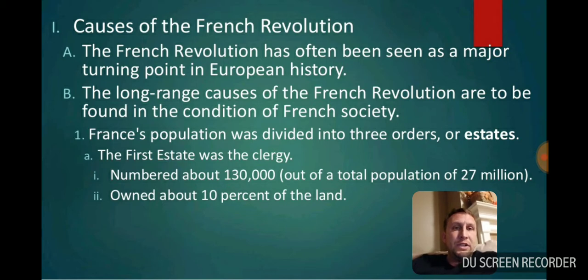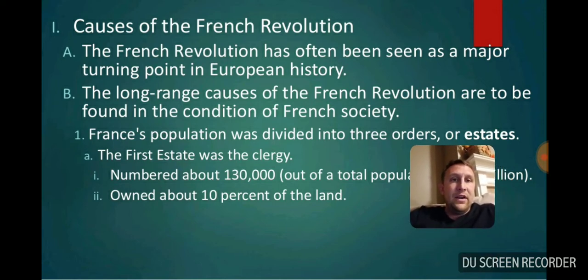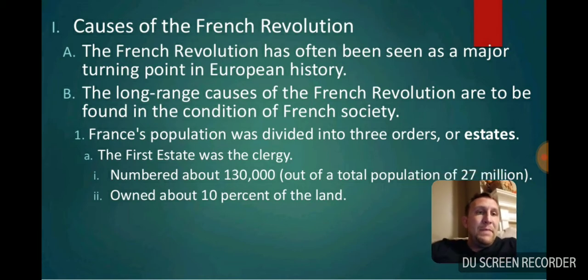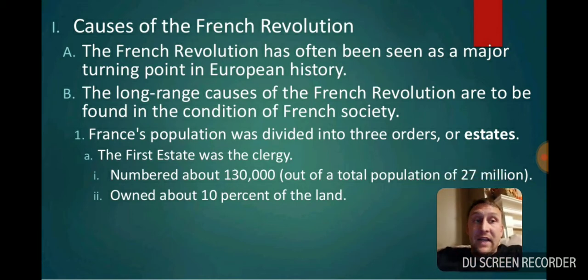You had the clergy at the top, the nobility in the middle, and the commoners at the bottom. And you can see down here right by where my head is, the first estate, the clergy, and they numbered about 130,000, which we said was 0.5% of the population. They owned 10% of the land, and they had to pay 0% of the taille. The taille, if you recall, is the chief tax of France at that time.